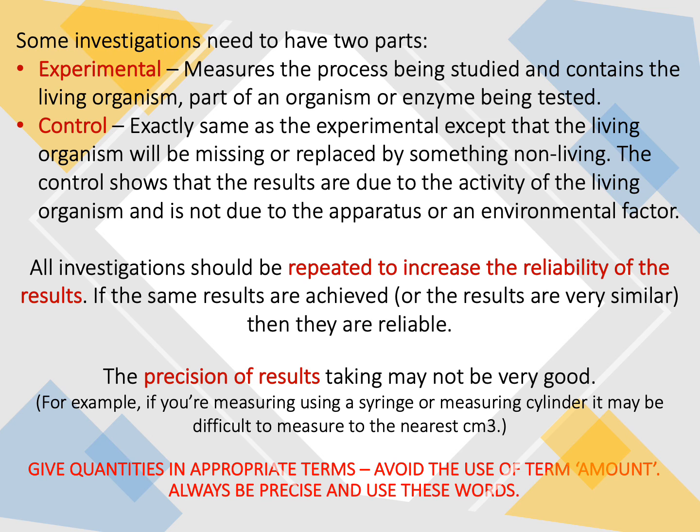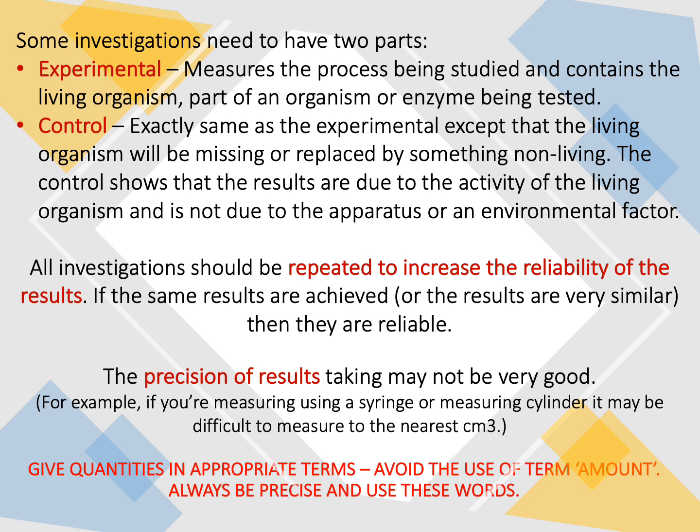Some investigations need to have 2 parts, which are experimental and control. The experimental measures the process being studied and contains the living organism, part of an organism, or enzyme being tested. The control is exactly the same as the experimental, except that the living organism will be missing or replaced by something non-living. The controls show that the results are due to the activity of the living organism and not due to the apparatus or an environmental factor.